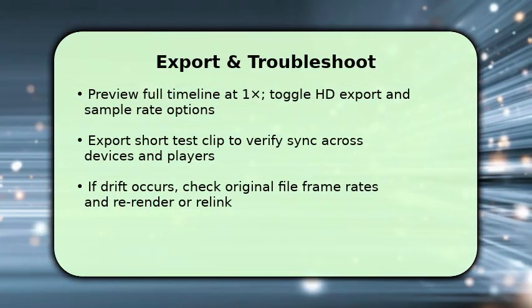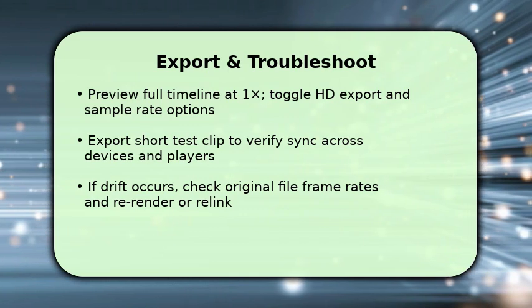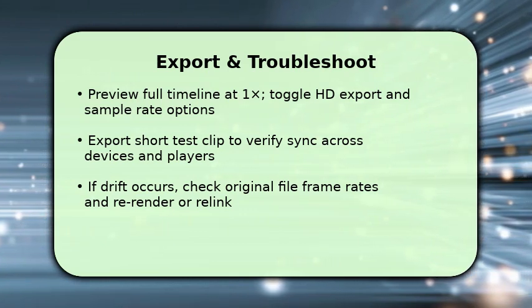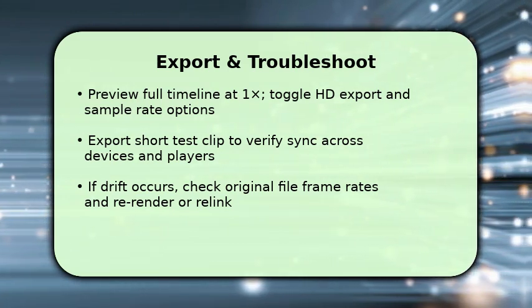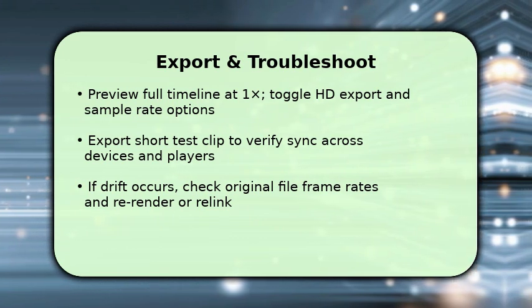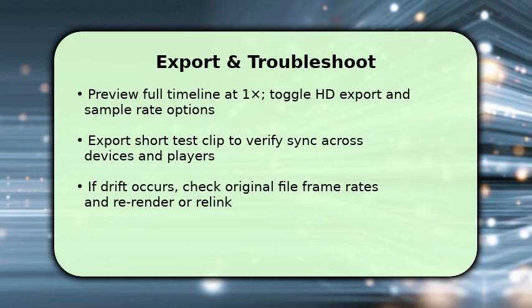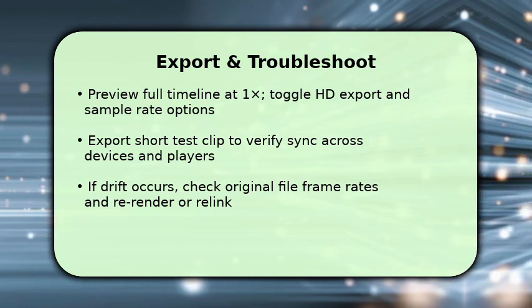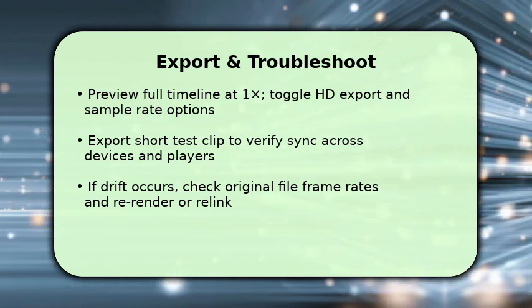Finish by previewing the whole video at normal speed and exporting a short test clip first. You want to verify sync in actual playback conditions, so choose HD export and standard audio sample rates, then watch on a phone and desktop. If everything stays locked, export final.